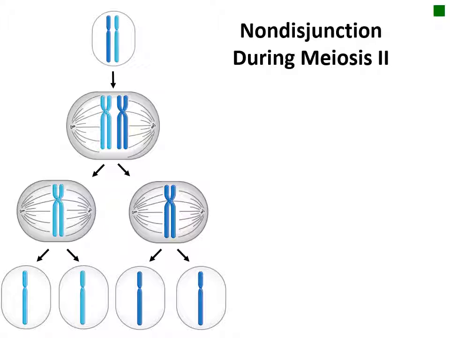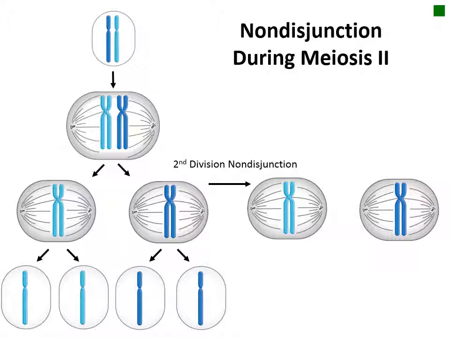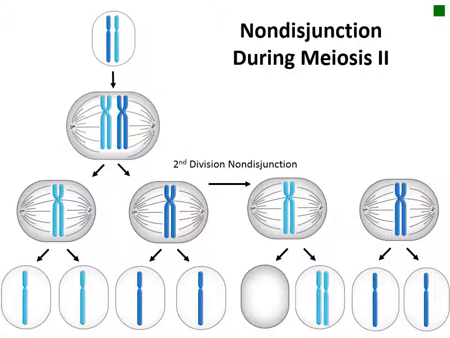If nondisjunction occurs in the second round of division, then the homologous chromosomes successfully separate from each other during meiosis I. However, in meiosis II, anaphase II fails to occur properly in one of the 2 daughter cells. This results in one cell that successfully completes meiosis II and forms proper gametes, but the second cell does not, resulting in one of the 4 gametes missing a chromosome and the other having an extra copy.